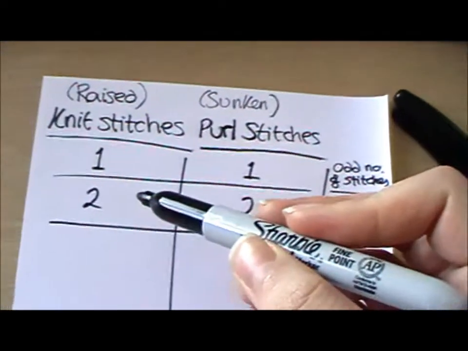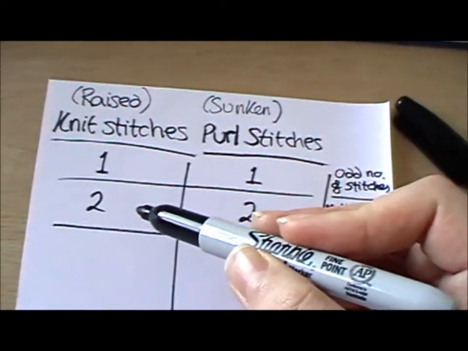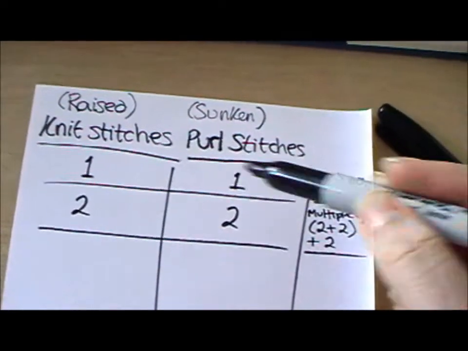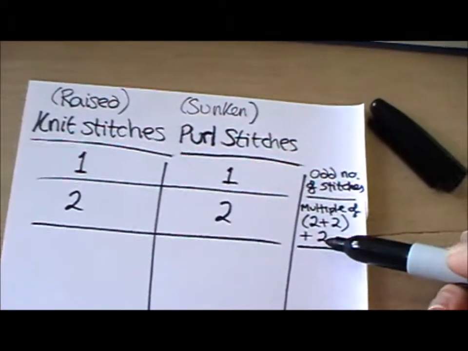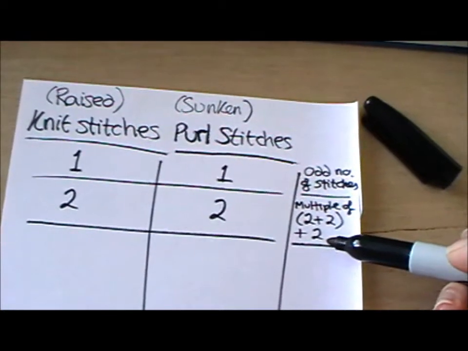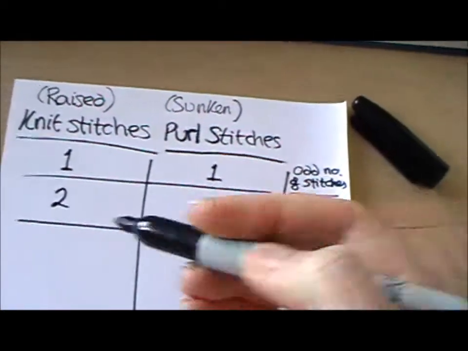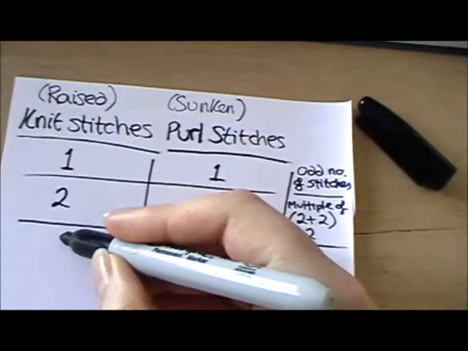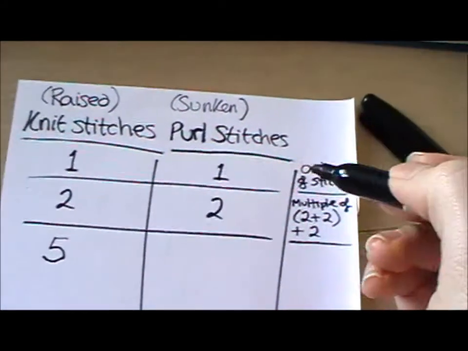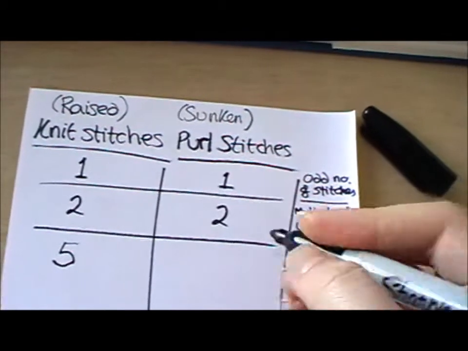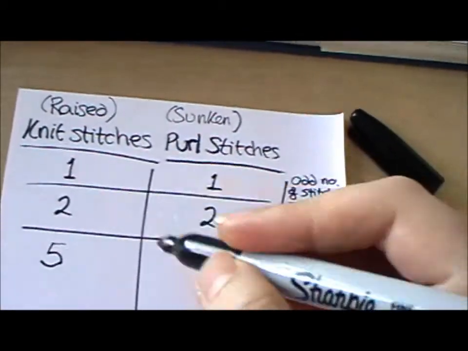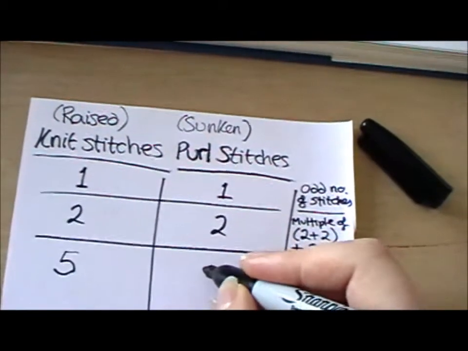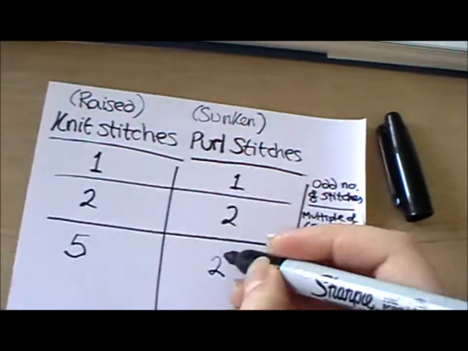Here, double rib, 2 knit, 2 purl. Then you need a multiple of the 2 plus 2, 2 plus 2. Then add the 2. Now, for instance, if you thought, right, I want a raised ridge of 5 knit stitches, and you want a small dip between those ridges of, say, 2 purl stitches.